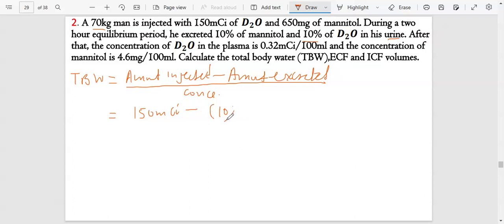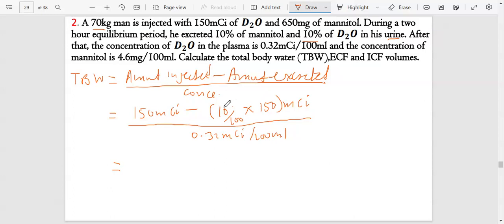So that is 10 out of 100 times what was taken in, which is 150. This is also in millicurie, divided by the concentration. I've been told that the concentration of D2O in the plasma is 0.32 millicurie per 100 milliliters. So all we are going to do here is punch this on the calculator: 10 out of 100 multiplied by 150, then subtract that value from 150 and divide by 0.32 millicurie per 100 mils.